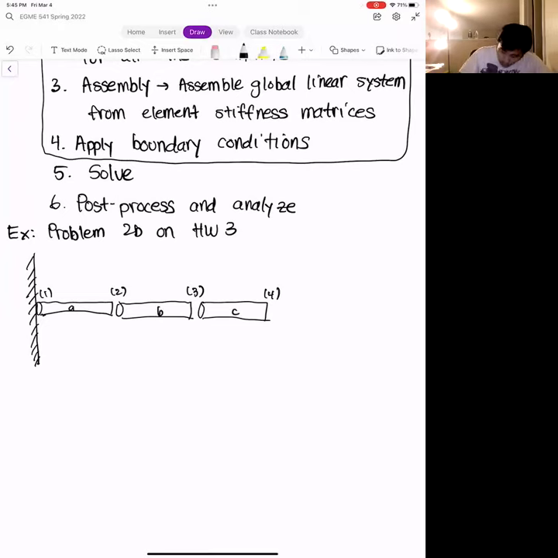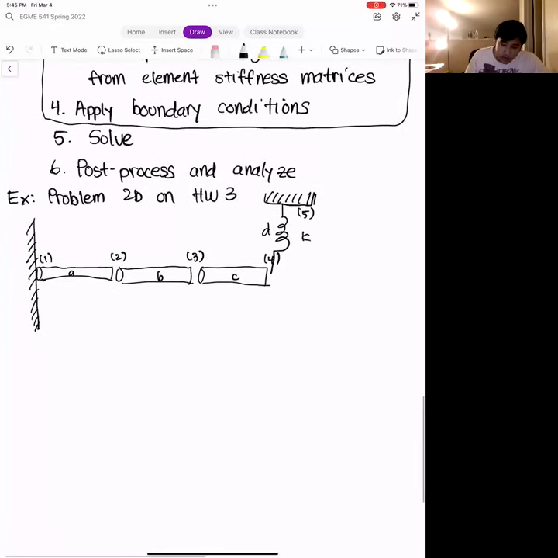But in addition to that, we also have a spring hanging from the ceiling that's also attached to node 4 right here. So this is node 5. This is element D, and element D has a spring constant of K. So let's go ahead and specify the numbers.